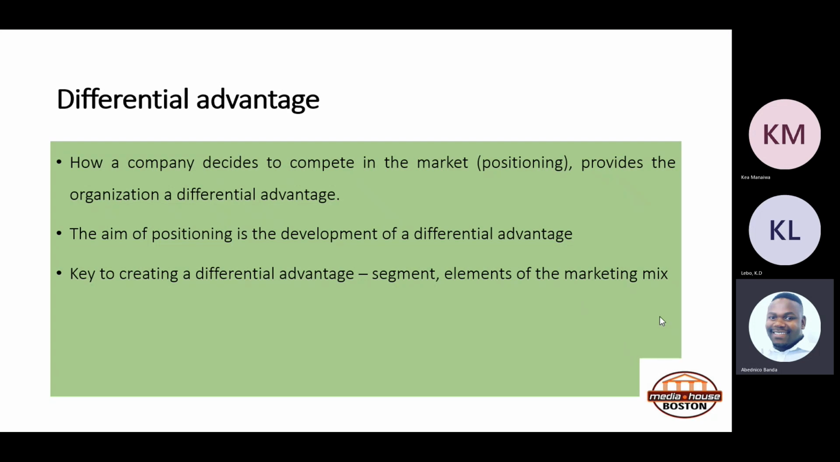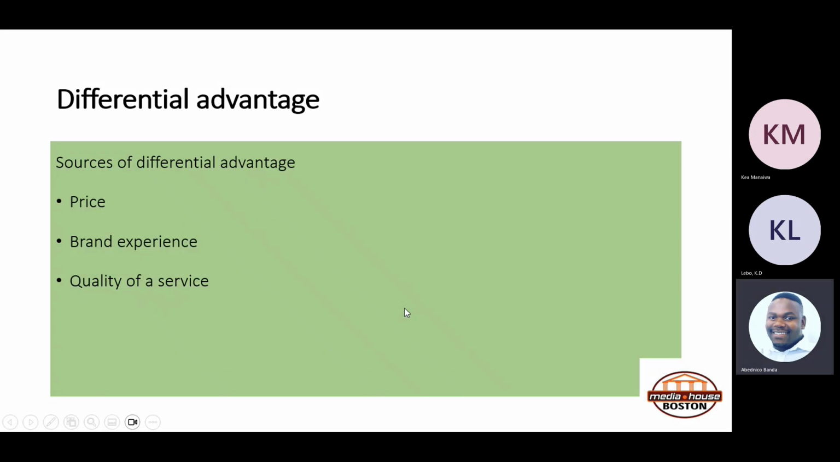So key to creating a differential advantage is the segments and elements of the market mix. There are sources, or things that determine the differential advantage, and these things are price, brand experience, and quality of service. So price: whenever someone talks about price, we always rush to the affordability of something, that things have to be cheaper in order to have a competitive advantage, which is completely not true.